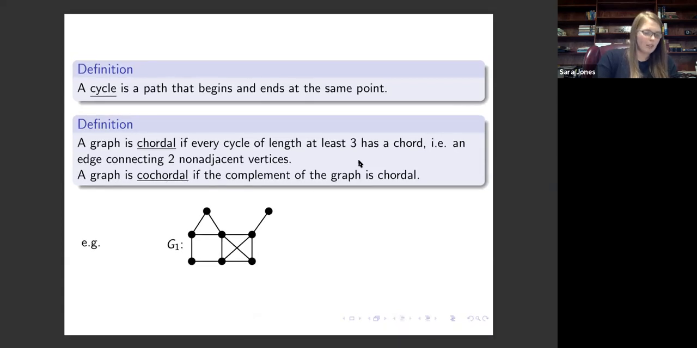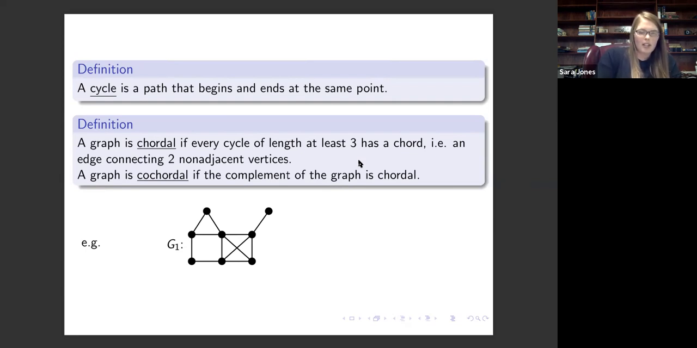So looking at this example, there are several cycles in here. The triangle at the top is a cycle. If you continue that down with a square at the bottom, you have a cycle of size 5. There's several cycles here. It's just again a path that begins and ends at the same point.